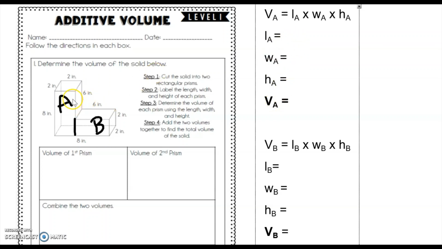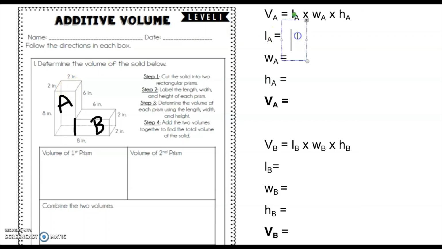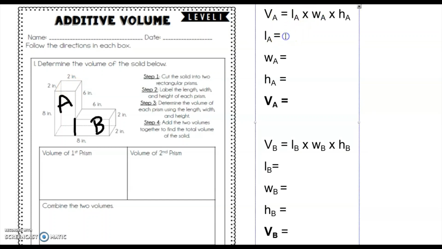So when I look over here at prism A, I look to my length right here. Now I don't see a number right there, but what I can do is look to find a set of parallel lines. And if I look, this 2 inches is parallel to this front length, so I know that my length is going to be 2 inches.